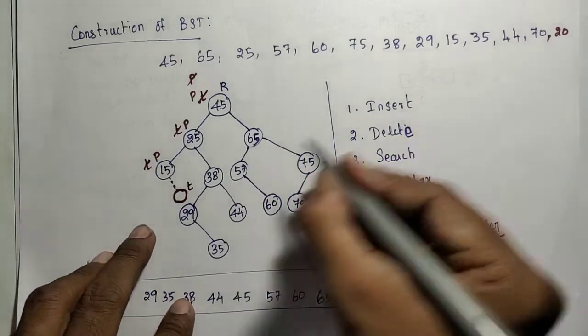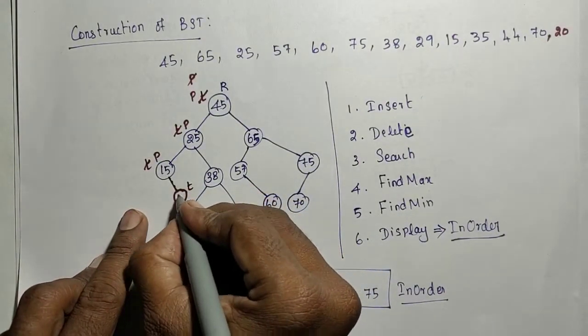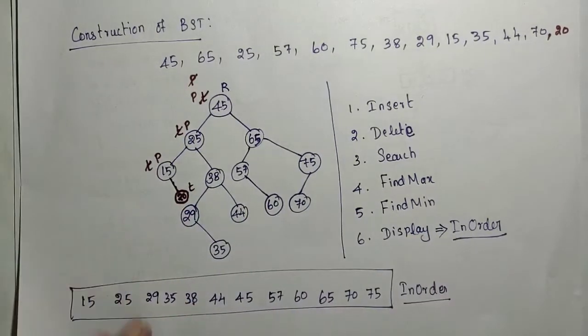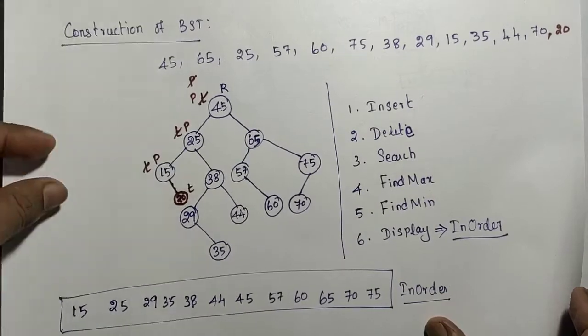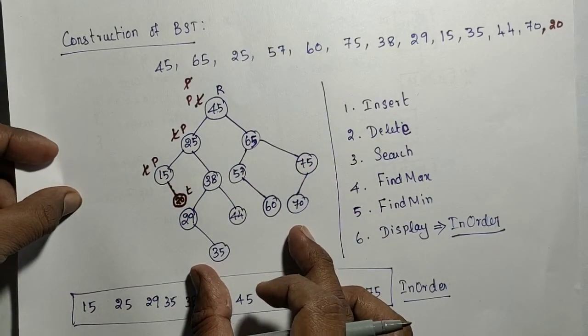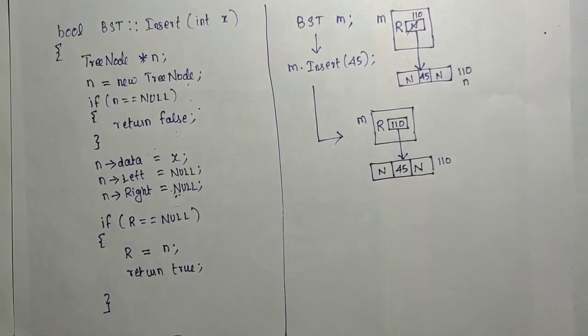So the 20 now will be added to the left side of what? The 15. Okay. So this is the procedure, the simple procedure for adding the element.